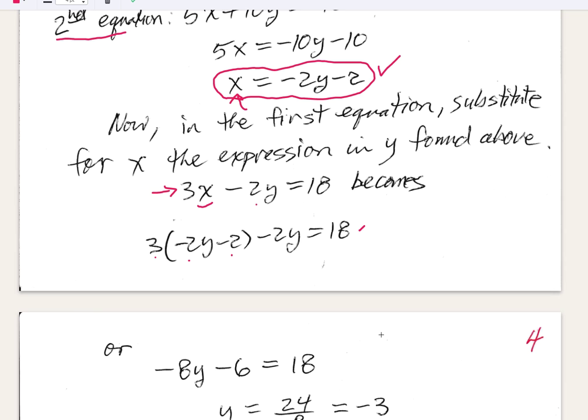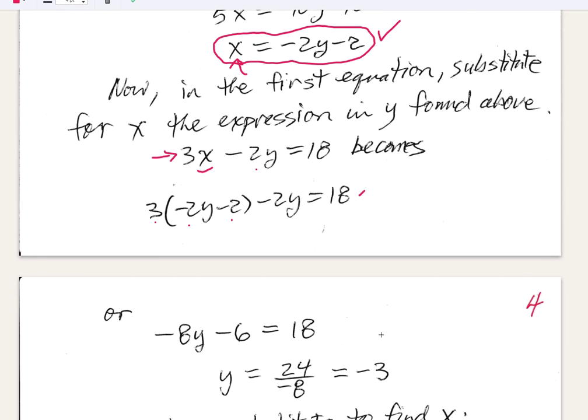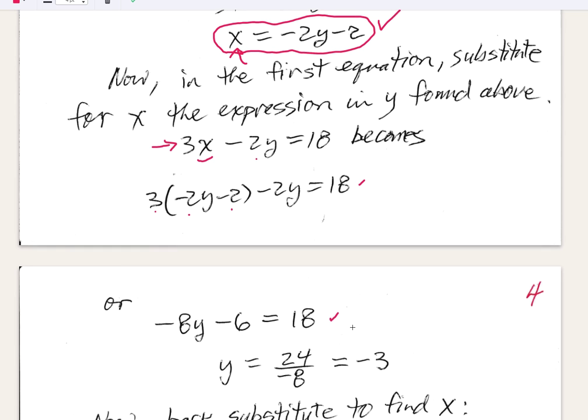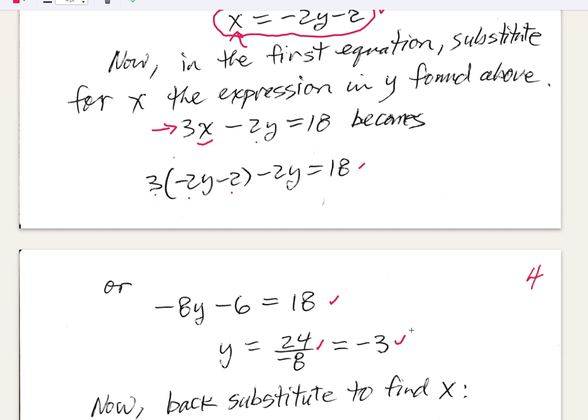Okay, let's go ahead and simplify that expression on the left-hand side of that equation, and I got negative 8y minus 6, and that's still supposed to equal 18. Let's isolate y by adding 6 on each side, then dividing by negative 8, and I get 24 divided by negative 8, and I get that y must be negative 3.